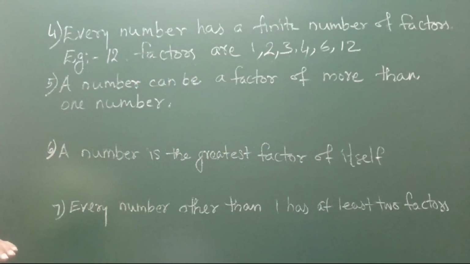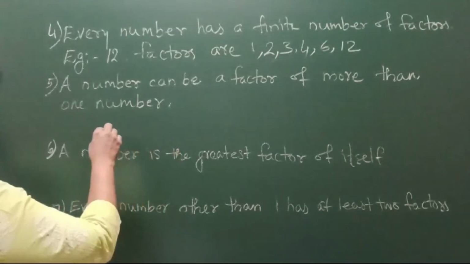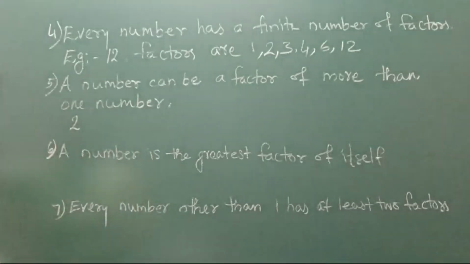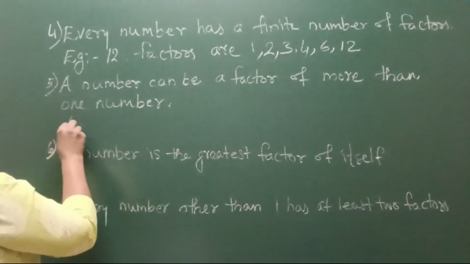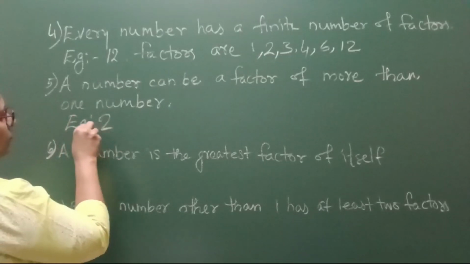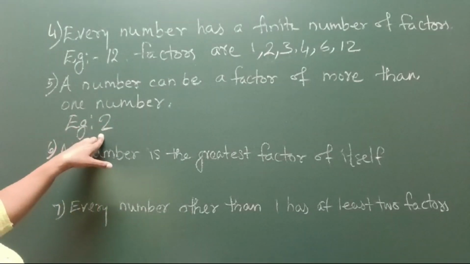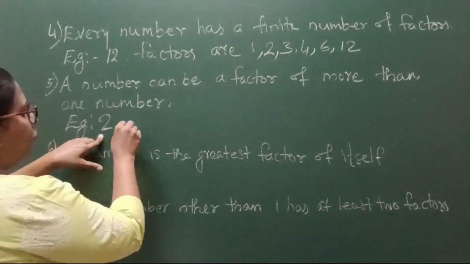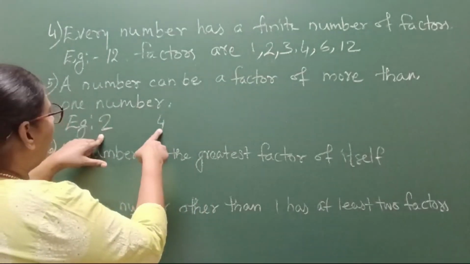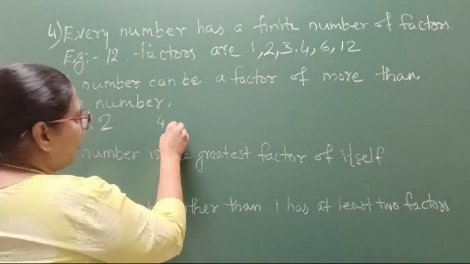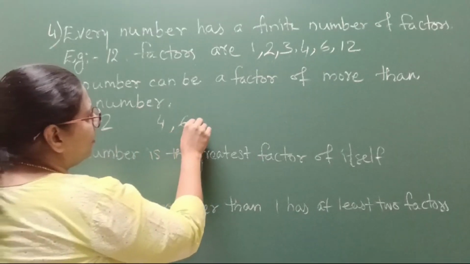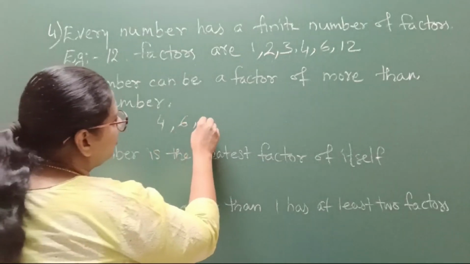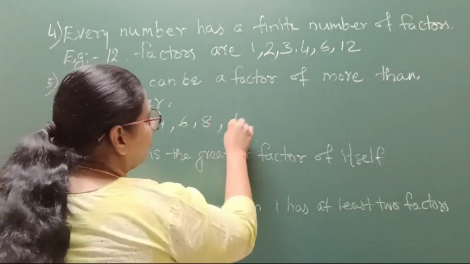Then the next property: a number can be a factor of more than one number. Say, example, number 2. 2 can be a factor of 4. Then 2 can be a factor of 6. Then 2 can be a factor of 8. Then 2 can be a factor of 10.